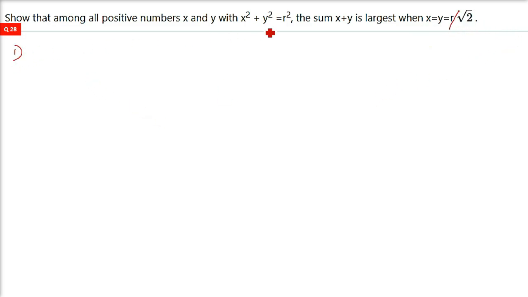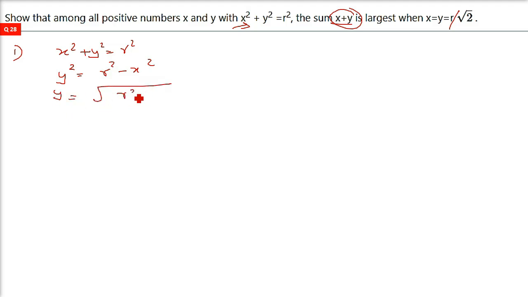Now what will be the first thing? First thing is x square plus y square is equal to r square. This is already given in the question. And x and y you have to tell that it's going to be r by root 2. So we'll work with x plus y, because this is the expression which has to be shown as largest. But using the first equation, which is x square plus y square equals to r square, from here you will get y square equals to r square minus x square. So you can get value y equals to under root r square minus x square. This is the first equation you got.